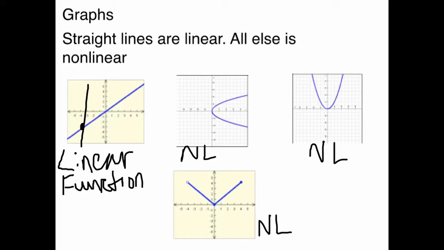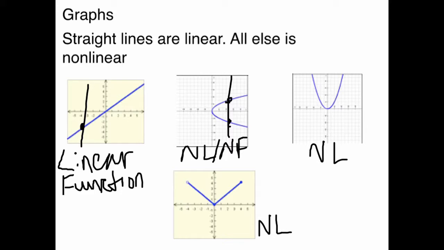Now, my sideways parabola. If I draw my vertical line, I can see that it hits my graph twice, which means that for every x value has more than one y value. So this is not only nonlinear, it is also a non-function. So that NL/NF just means nonlinear / non-function.